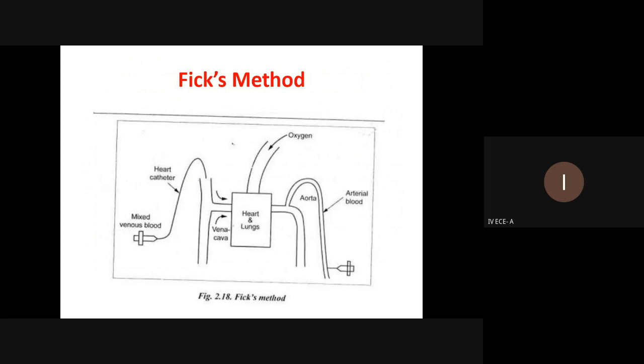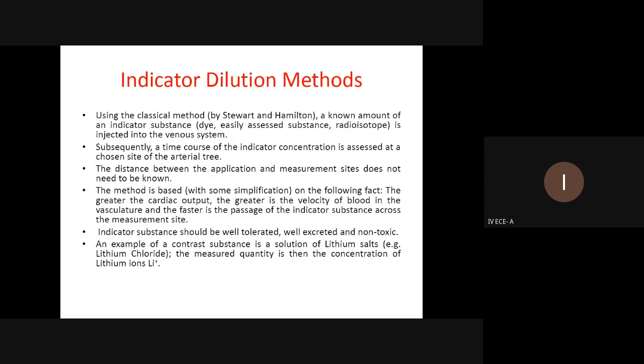Incoming blood, that is venous blood, is CV. Okay, this is a CV. Q, cardiac output, is equal to the amount of infused or removed oxygen per unit time. Okay, so this is the Fick method.